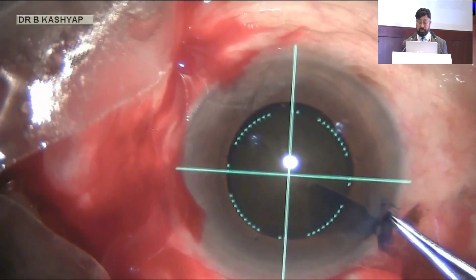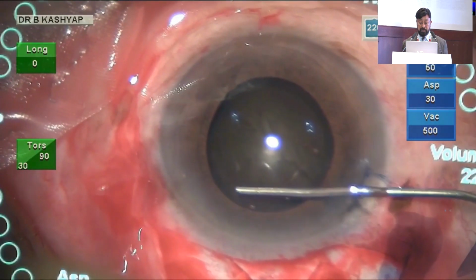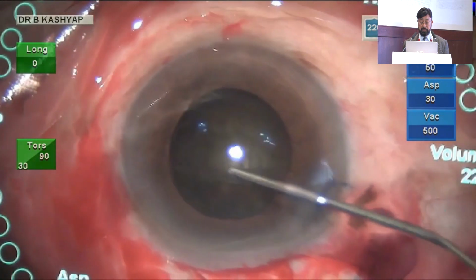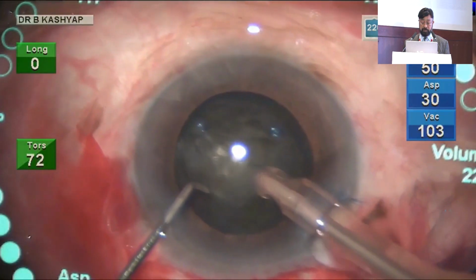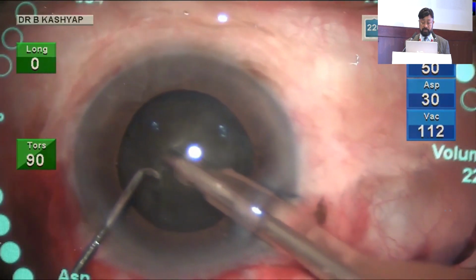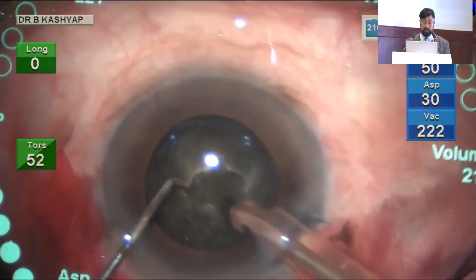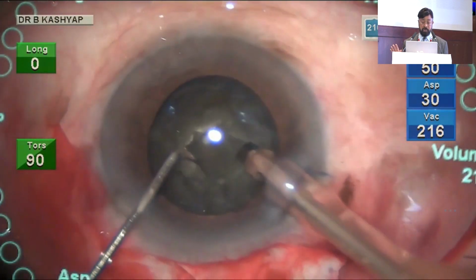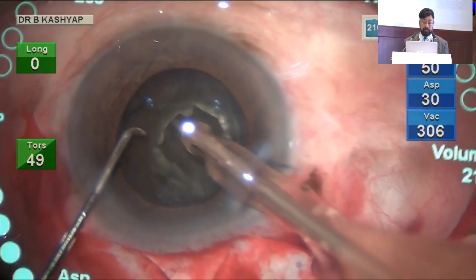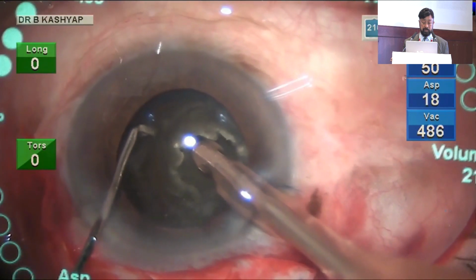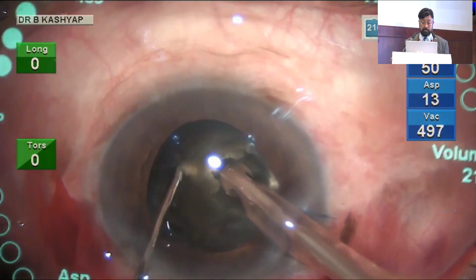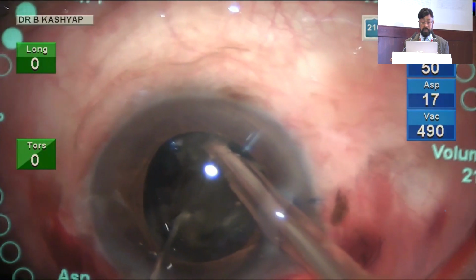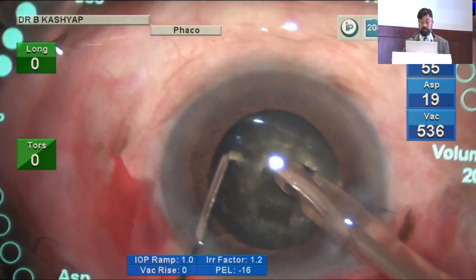The capsulorhexis was done with the help of the Verion, the image-guided system, then gentle hydrodissection, hydrodelineation, and direct chop method. The nucleus is pretty hard. I can see that the capsule is so good, stable. So the zonules have passed the test.